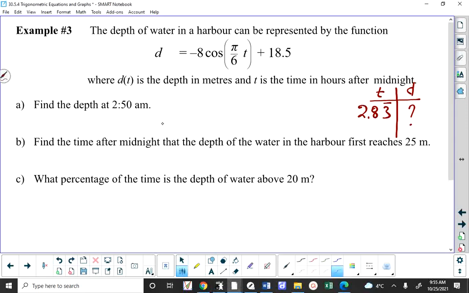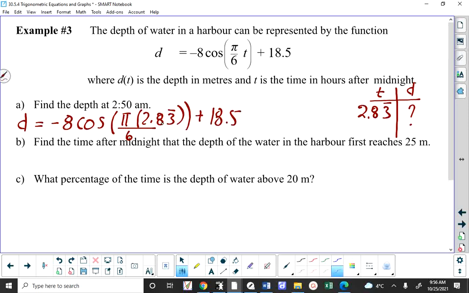I better show my work here. D will be equal to negative 8 times cosine of pi times 2.83 rather, over 6 plus 18.5. I don't know if I misspoke. Sometimes I do. I have a feeling I might have just said, all we have to do is put 2.5 in for t. And what I should have said is, all we have to do is put 2.83 repeating in for t. Right? Not 2.5. We don't want to make that mistake.